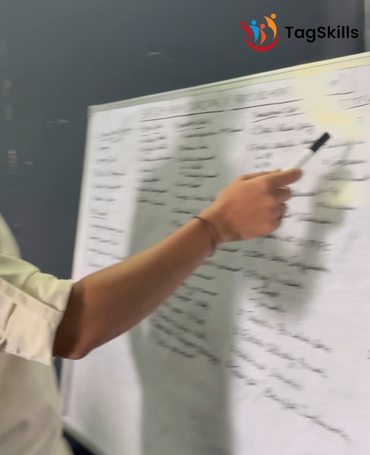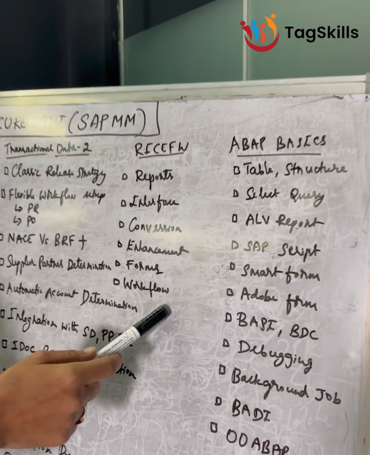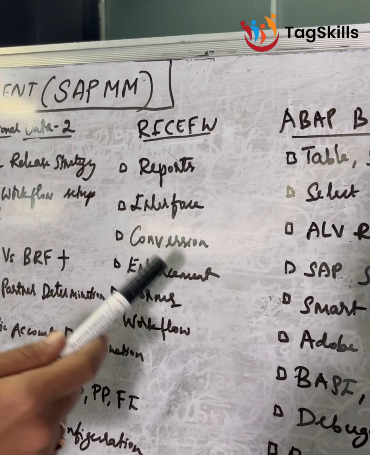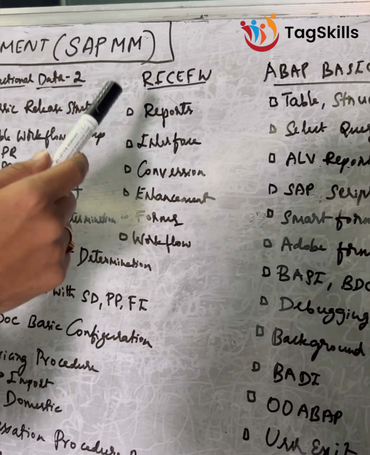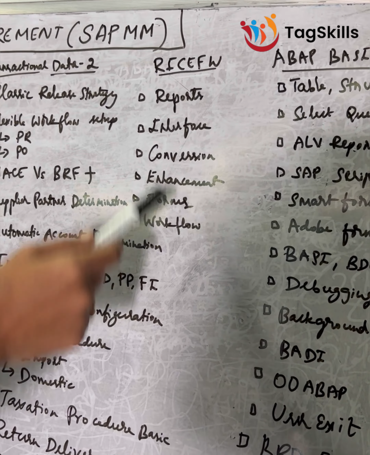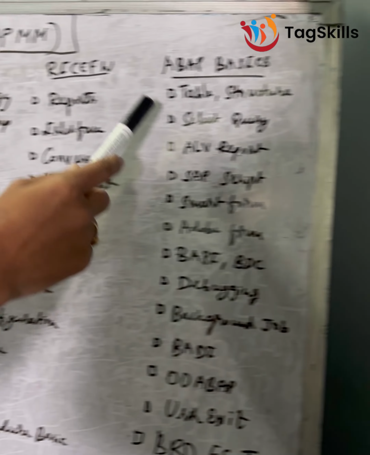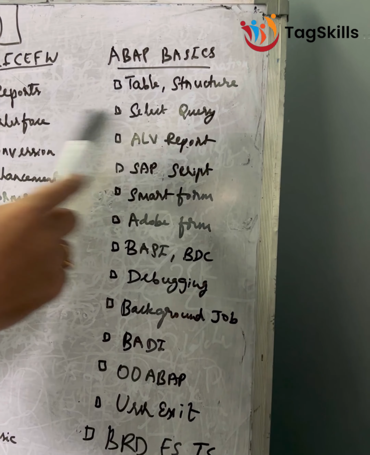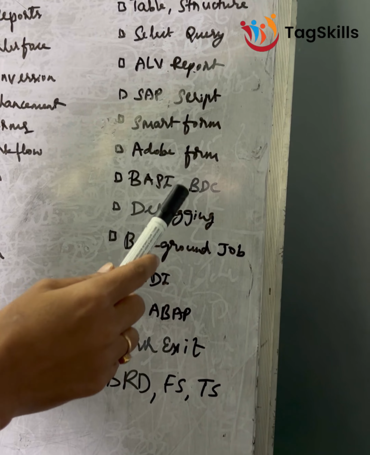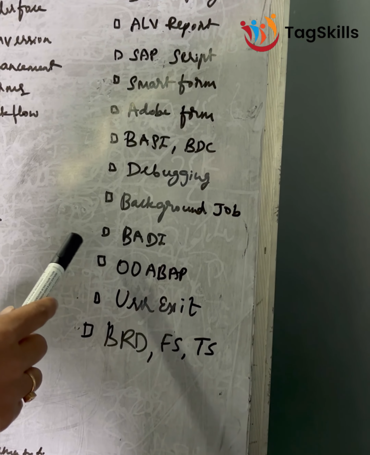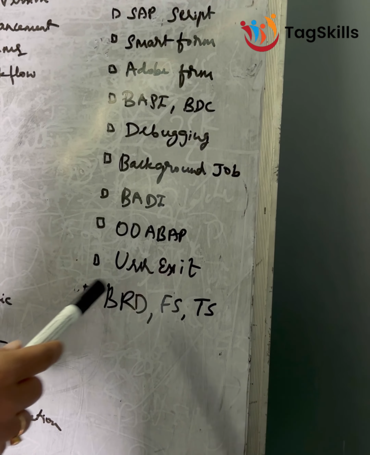After that you have to understand more about the RICEFW activity: reports, interface, conversion, enhancement, forms, workflow. This will come under the changes part, where you can see the gaps and manage to work on this type of objects. Then about the ABAP basics: table structure, select query, ALV reports, SAP script, smart form, Adobe, BAPI, BDC, debugging, background job, BADI, OOABAP, user exit, BRFplus.